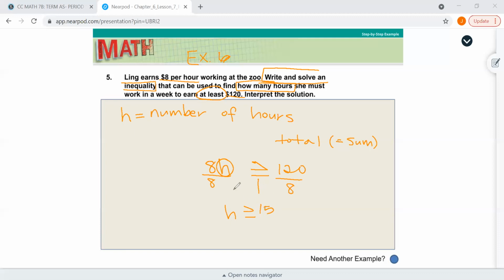So what does that mean? It means she must work at least, okay, so let's write a complete sentence. She must work at least 15 hours, right? To earn $120.